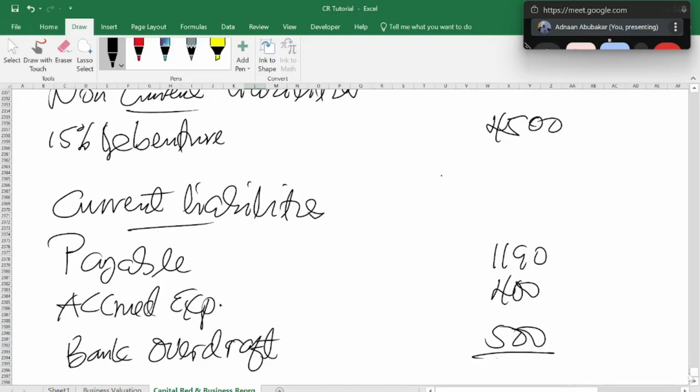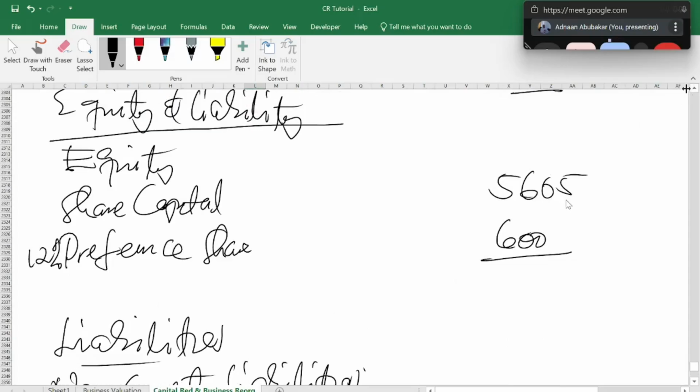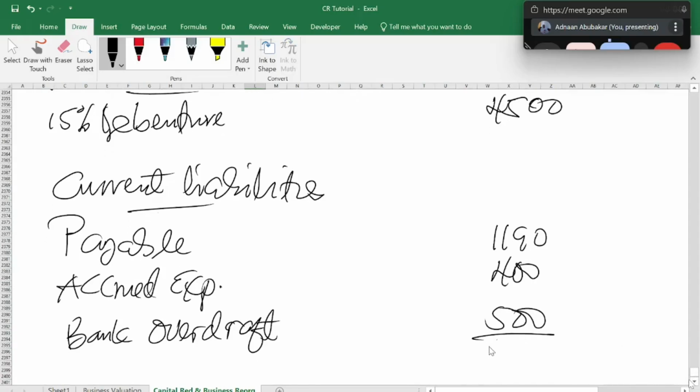Add the capital first. 560 plus 600. 6205. Okay, so we already know this. So add the long and short term liabilities and let's see. The current liability will be 2090 plus 4500 plus 620.